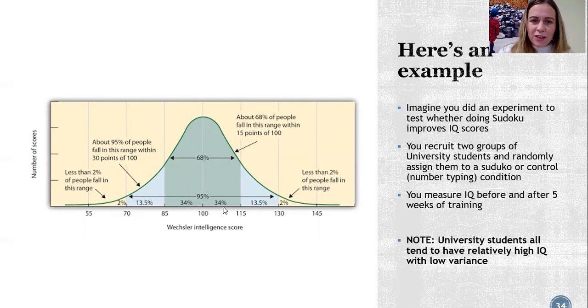But for university students, you guys are smart. You guys are probably above 100, and there's probably less variability. Most of you guys are probably within this range, right? There's not so many that are down here. So university students all tend to have relatively high IQ with low variance, not very much individual differences within a group. Let's see whether we can see a difference between people who are trained in Sudoku versus who are just typing numbers.